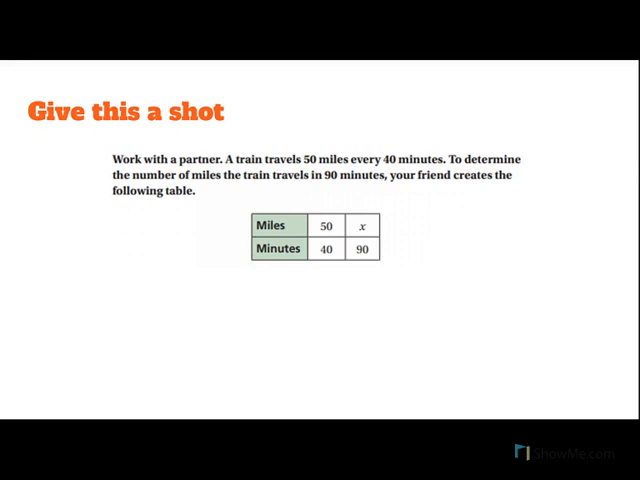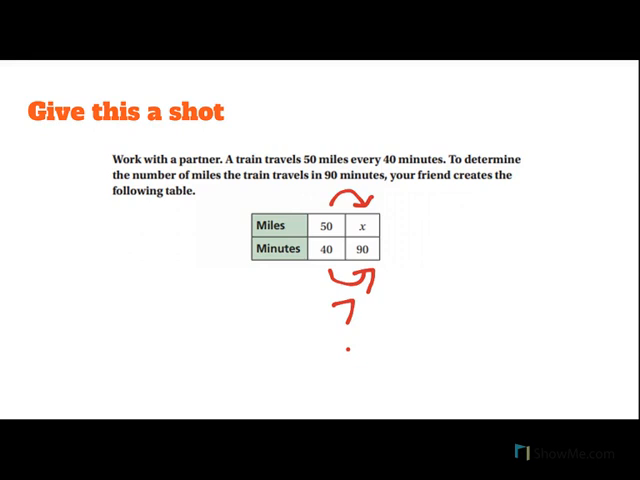50 miles every 40 minutes. Determine the number of miles a train travels in 90 minutes. You create this table. So we've done this a few different ways, right? And one way is maybe to see, what am I multiplying 40 by to get 90? And if I do that, I can figure out what I would multiply here.